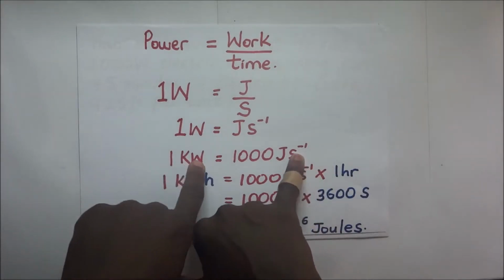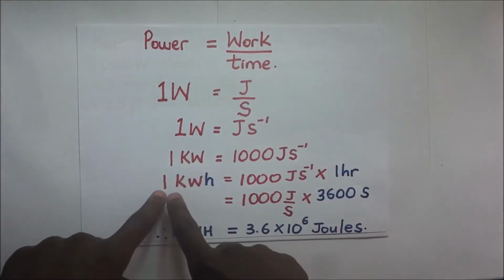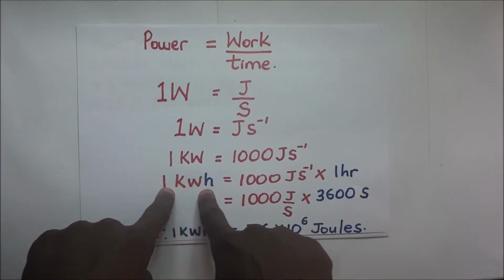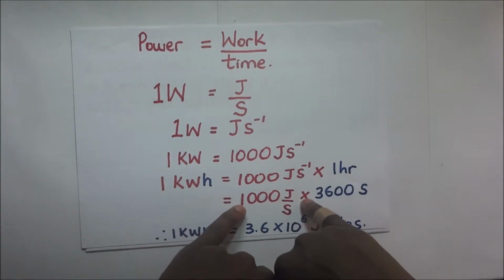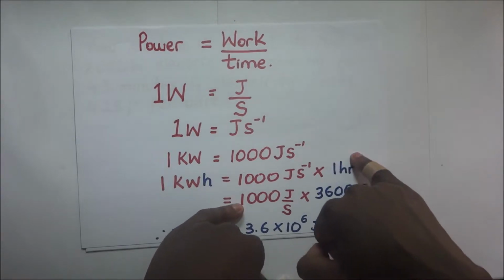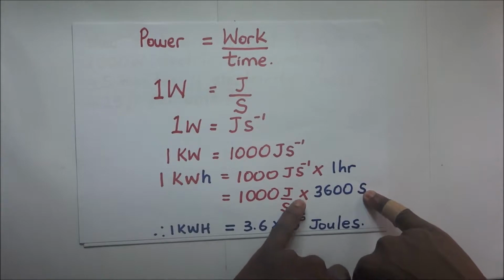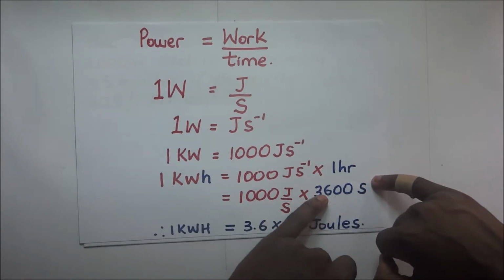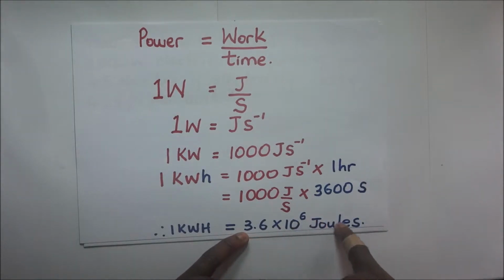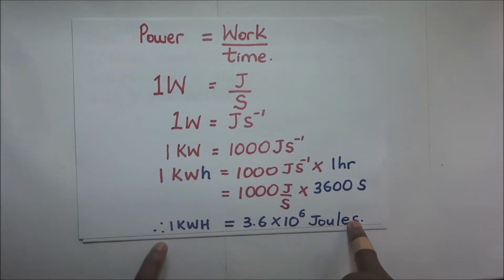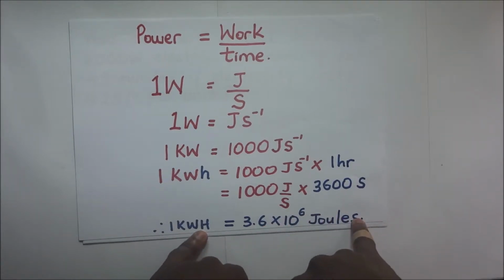Then 1 kilowatt, if we multiply that by 1 hour, it's going to become 1 kilowatt hour. So that is 1,000 joules per second multiplied by the hours. In 1 hour there are 3,600 seconds. When we cancel the seconds, we remain with 1,000 times 3,600, giving us 3.6 times 10 to the power 6 joules. So it means in 1 kilowatt hour, there are 3.6 times 10 to the power 6 joules of energy.